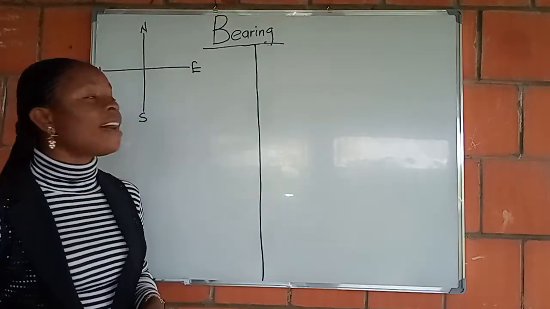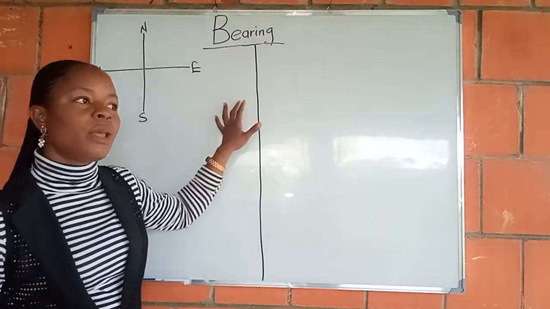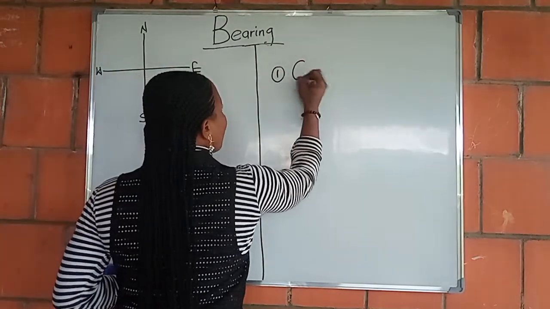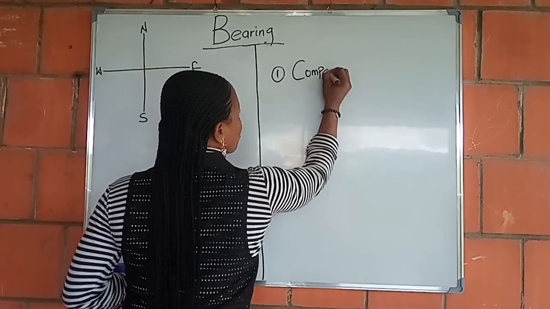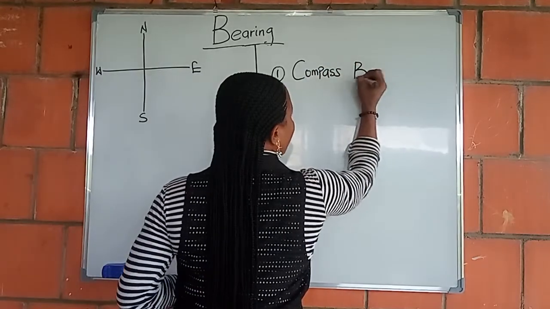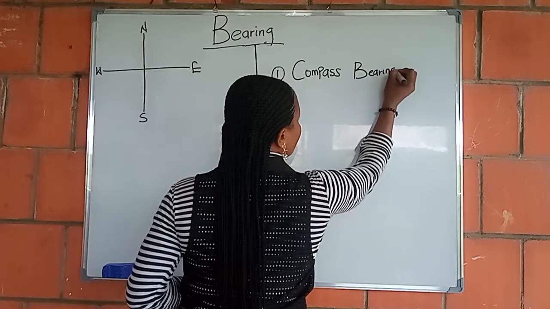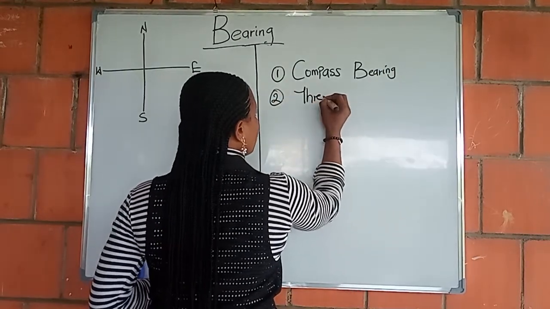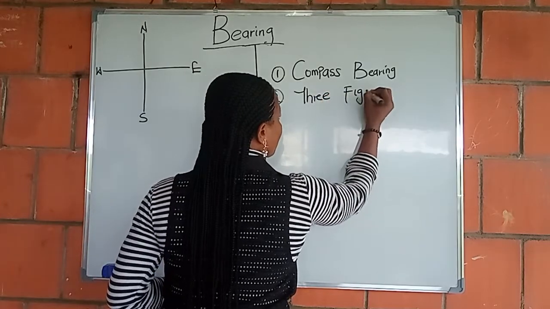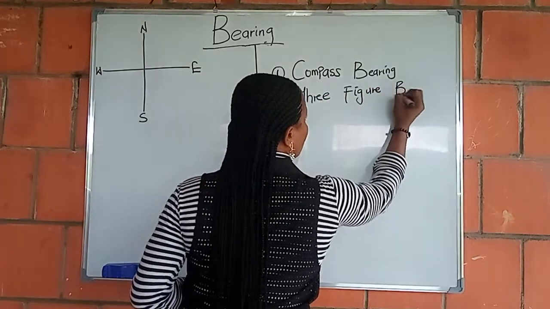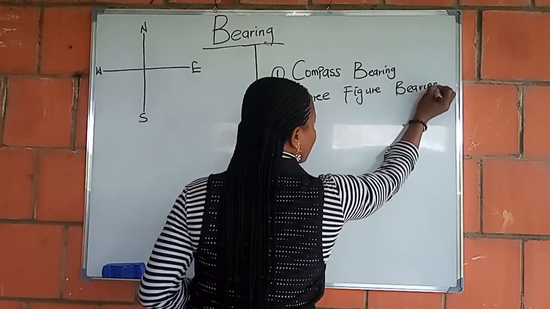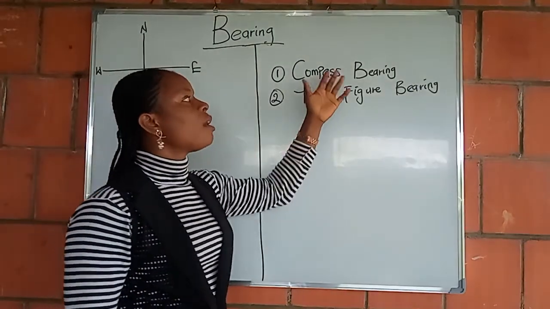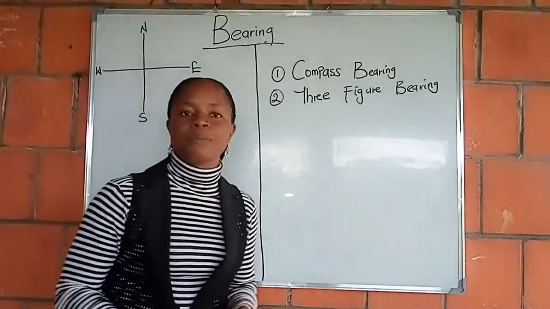So we have two indications when we are talking about bearing. We have first the compass bearing, and we have what we call the three-figure bearing. I hope you are seeing this very well. These are the two indications when we are looking at bearing. We have the compass bearing and we have the three-figure bearing.